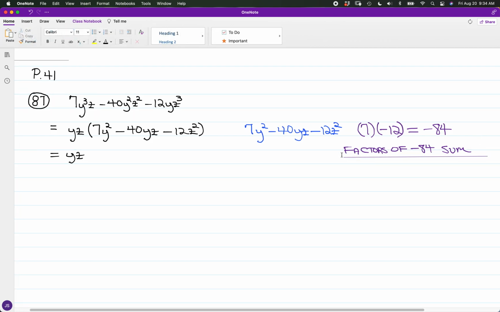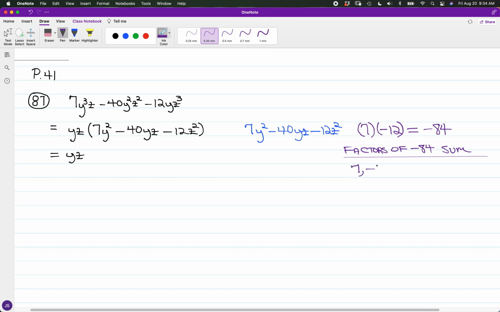Again, we started out with 7 and negative 12, and that's not going to be the combination of coefficients used to split up negative 40yz, for the sum of these values would be negative 5. So we are again looking at numbers that will multiply into negative 84 and add up to negative 40. So we're going to have more weight applied to the minus part than to the plus. For this combination, we're going to have negative 42 and 2. Negative 42 times 2 is negative 84. Simultaneously, negative 42 plus 2 is negative 40.